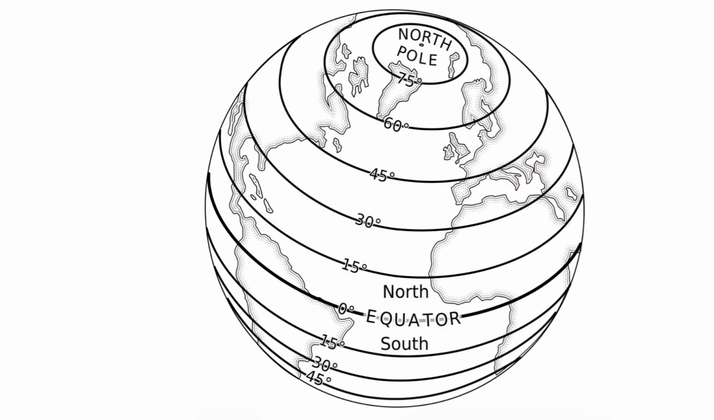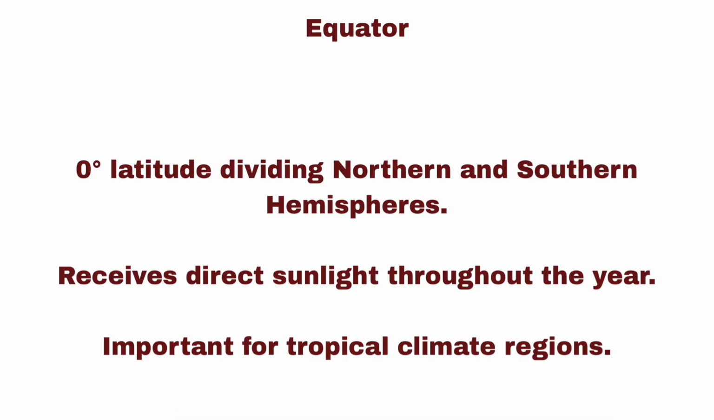Latitude: imaginary horizontal lines measuring distance north or south of the equator, and the equator is at 0° latitude. What is the equator now? It is an imaginary line around the middle of earth that divides earth into northern and southern hemispheres.